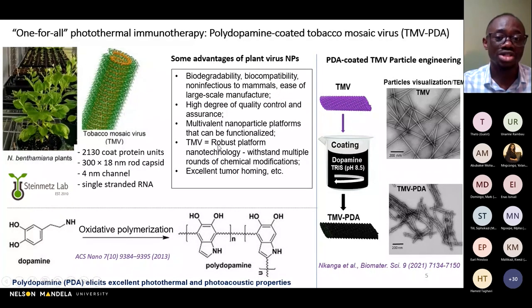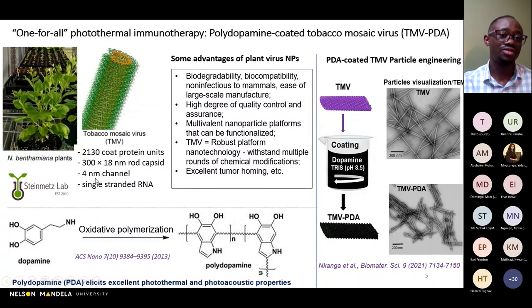They are also amenable to chemical modifications, and especially the tobacco mosaic virus is an exceptional plant virus in terms of chemical modification, because it can withstand several rounds of chemical modifications. It also shows the ability to easily penetrate tissues and provide excellent tumor homing; think of a needle penetrating tissue. That's why we selected the tobacco mosaic virus for this study. For characteristics, you can write down that it is made up of 2,130 coat protein units forming a nucleocapsid of rod shape, 300 nanometers in length and 18 nanometers in diameter, with an internal channel where the RNA is trapped inside.